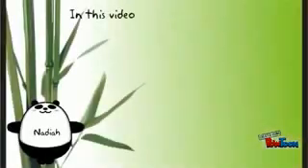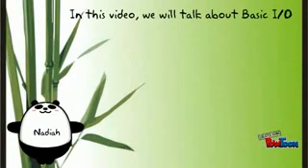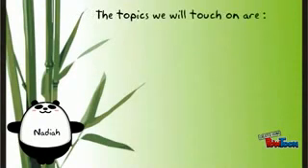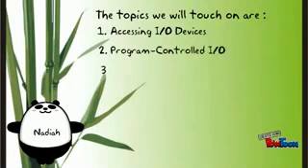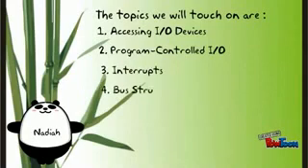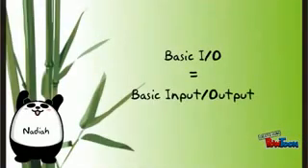In this video, we will be talking about basic input and output. The topics we will touch on are accessing input-output devices, program control input-output, interrupts, bus structure, bus operation, and interconnection standards. Basic I/O stands for basic input and output.